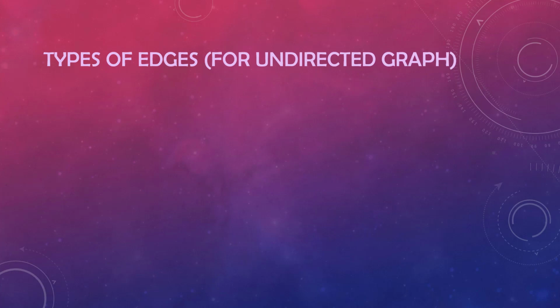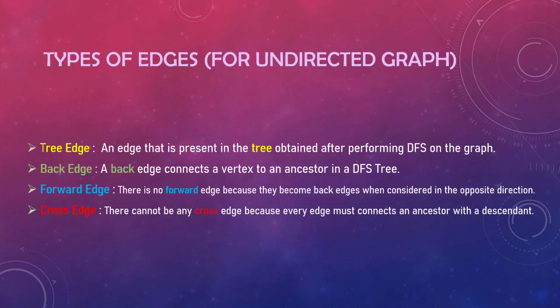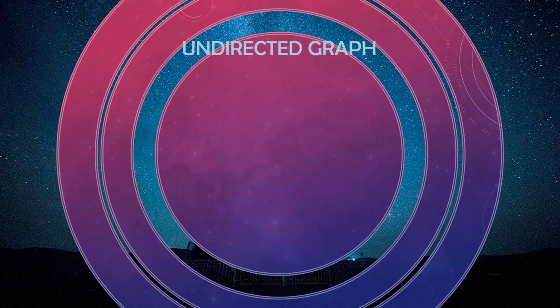So here we have just two edges. One is the tree edge and another is the back edge, which is like the directed part, but there is no forward or cross edge because of the fundamental definition of an undirected graph. Now let's see the case of undirected graphs, which is kind of easier than the directed part. So we will start from here.